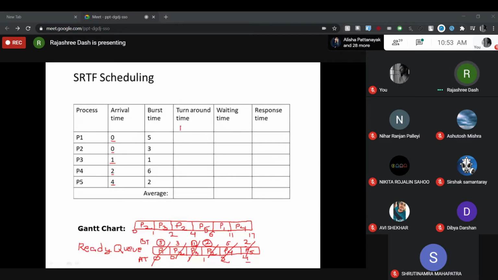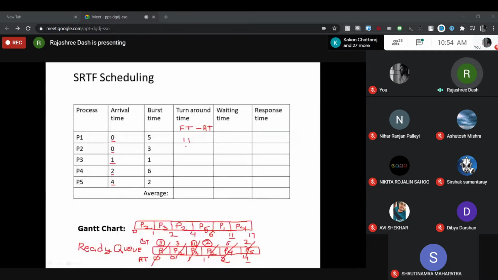For turnaround time, the formula is the same: finish time minus arrival time. So what will be the turnaround time for P1? 11. If you look at the Gantt chart, P1 completed its execution at time 11. So finish time for P1 is 11, and 11 minus 0 is 11.